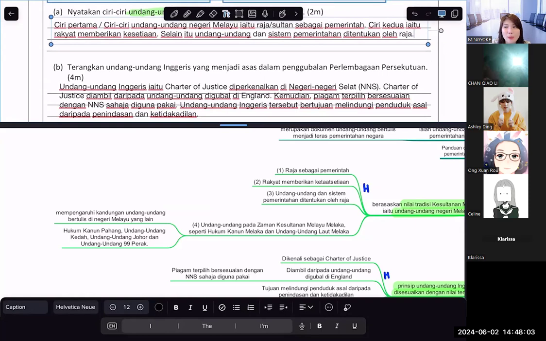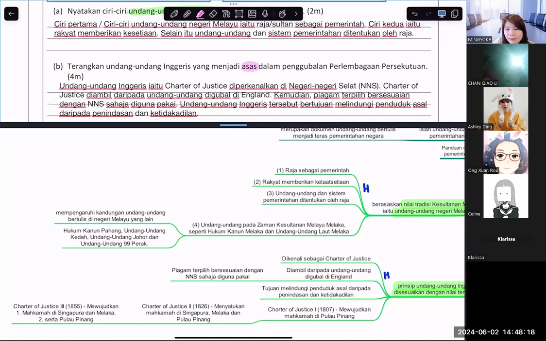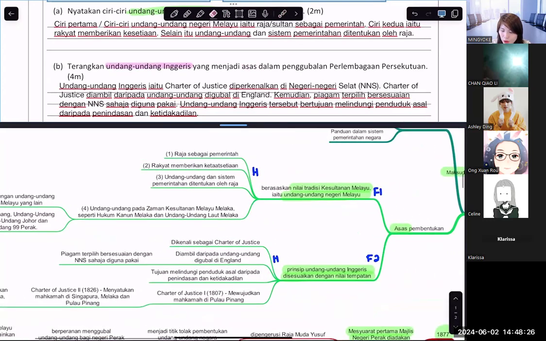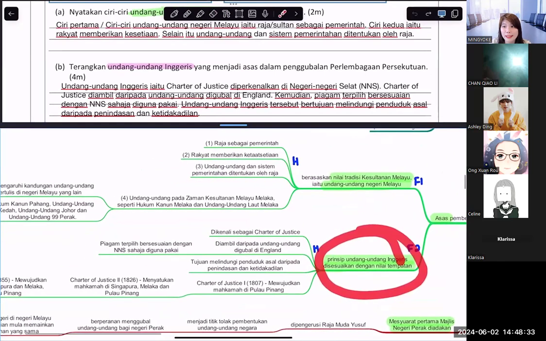Terangkan undang-undang English yang menjadikan asas dalam penggubalan pelembagaan persekutuan. You see, according to our basis, okay, one of it is undang-undang English mah. They want you to explain this one so you refer to here lah, here. Undang-undang English, here, this one. Oops, this one. Undang-undang English.